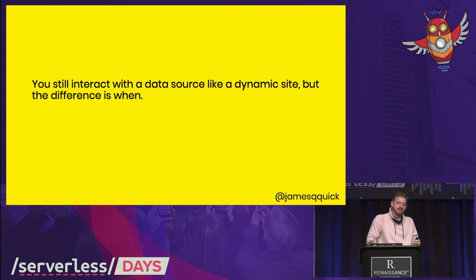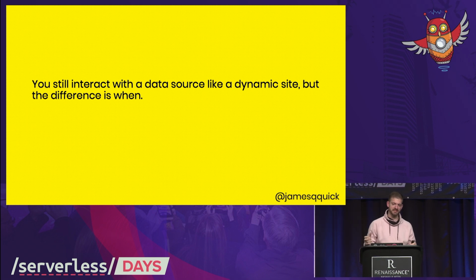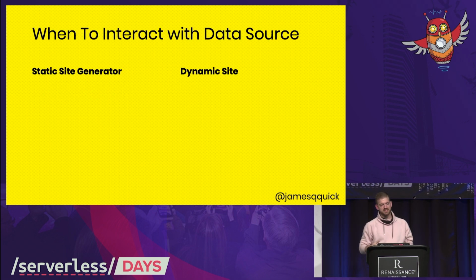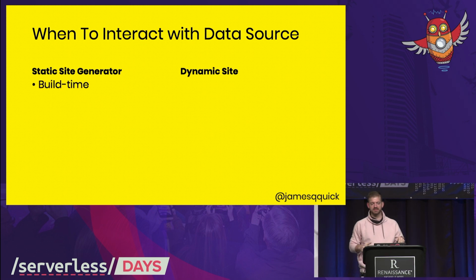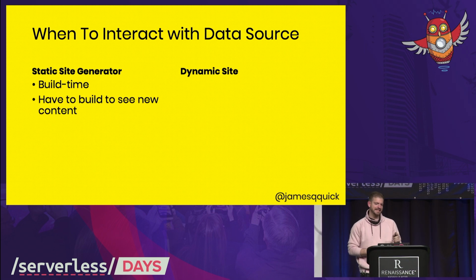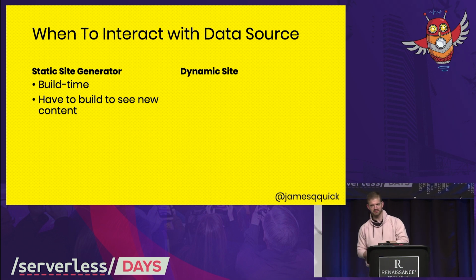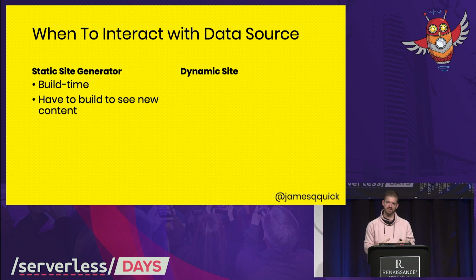Now, you still interact with a data source just like a dynamic web page or site. The difference is when. With a static site generator, you interact with a data source basically at build time, and you do a build, and then from the built assets, you deploy them out to a host somewhere. We'll talk about one here in a second. A potential downside to this is you have to do a build any time you've added new content. So if I have a blog that's set up with a static site generator, I do a build, it gets all the posts. If I add a new post to the data source, I have to then do another build for that to show up in my site.